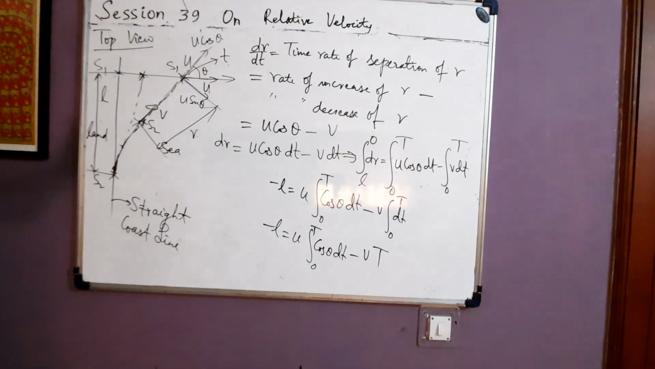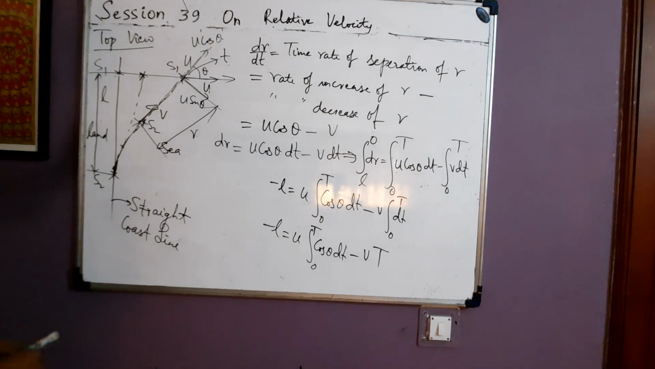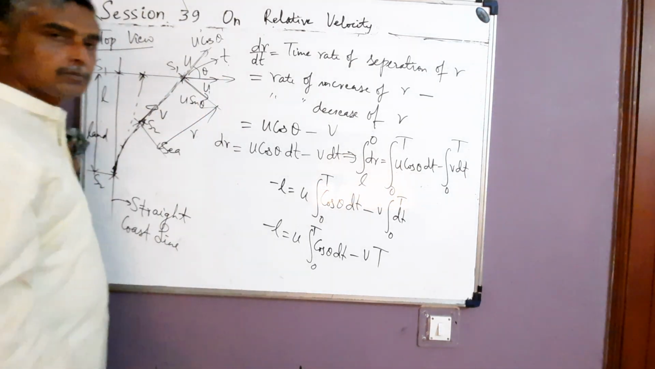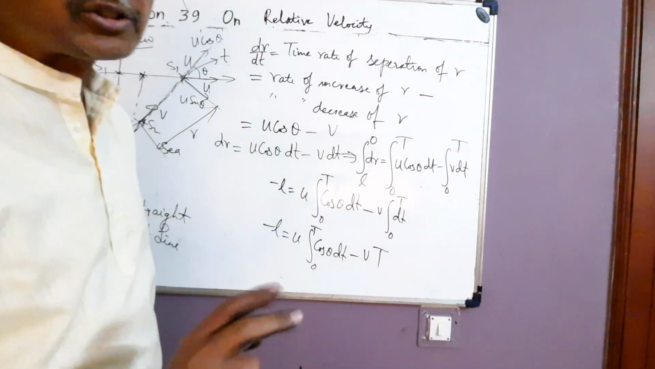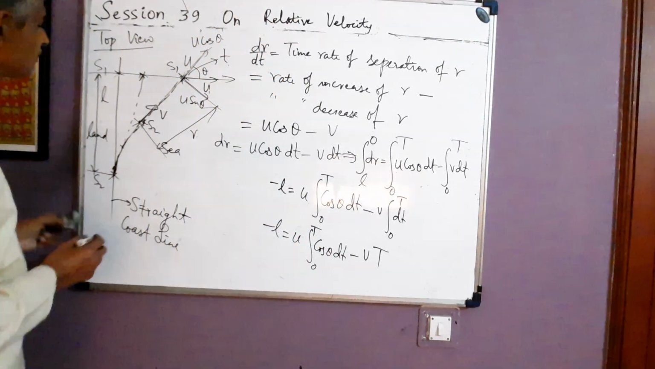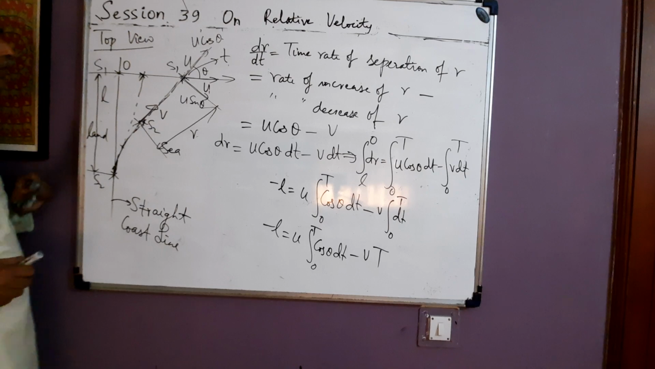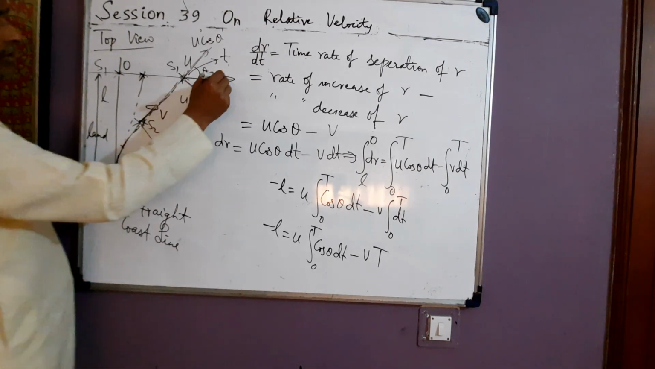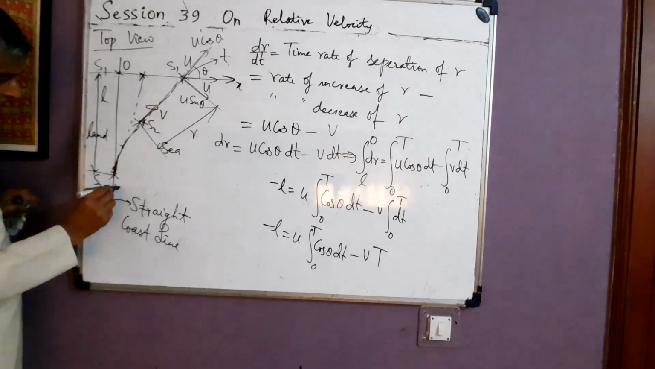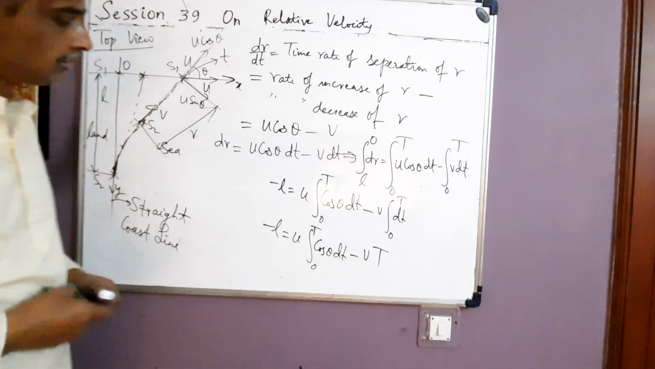Now, how to remove this integral, that is the question. When the two ships meet, the coordinates of the two ships will become equal. Both coordinates will match. So we set up a convenient coordinate system. Suppose the initial location of ship S1 is taken to be the origin. This we take as the x-axis, this we take as the y-axis.